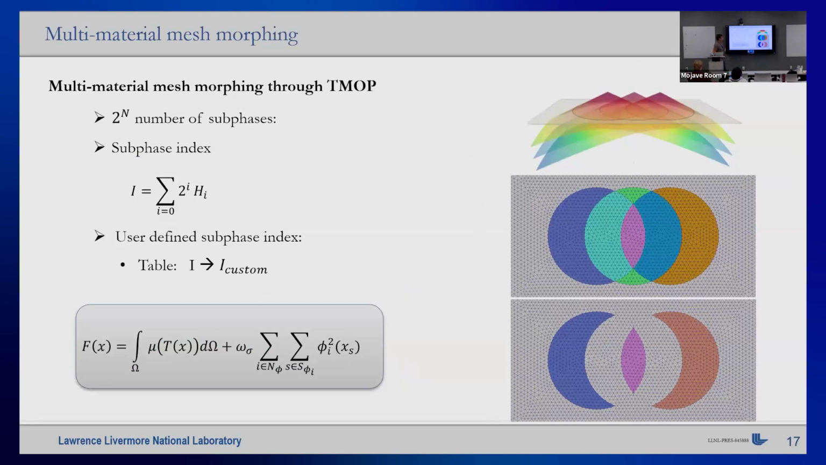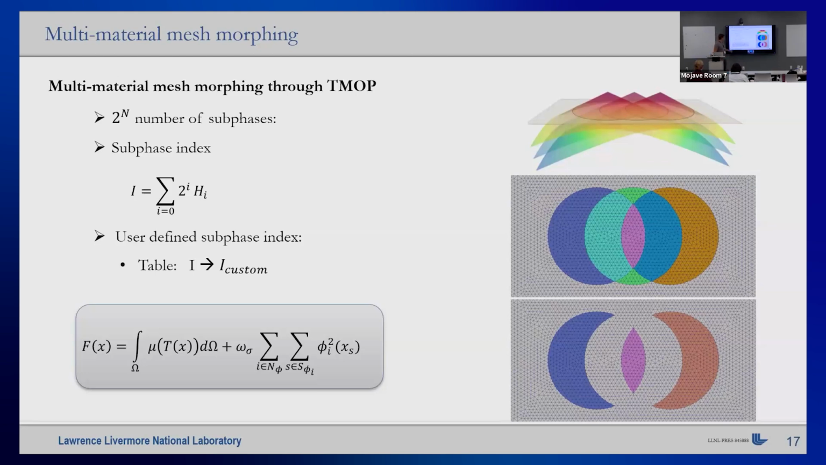So the way we did this here, you can see I have 3 level set fields. There are now 3 circles. With 3 circles, I'm in theory able to model 2 to the power of 3 subphases. That's the combination of these level set fields. I can compute a unique subphase index for each of them, which is just the combination of these level set fields, where this is a Heaviside function, 0 or 1, for each of these level set fields.